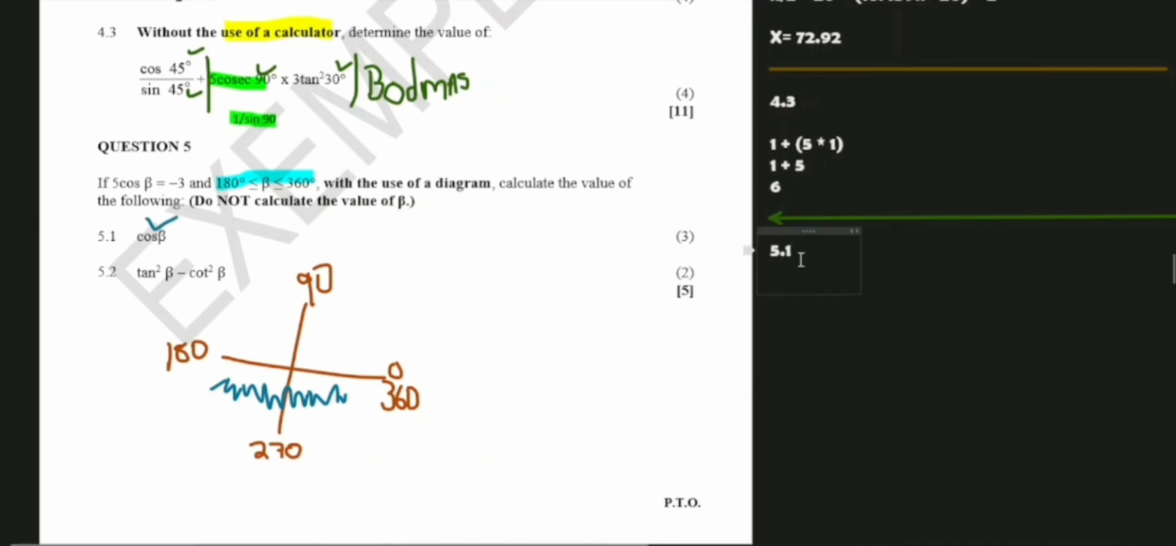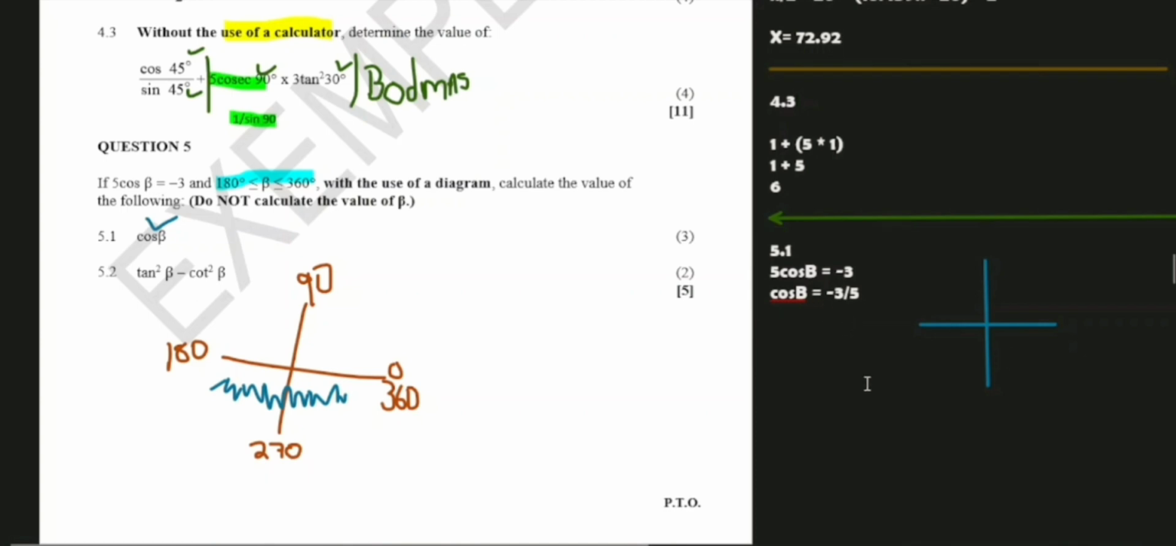Right. So first of all, to solve this, you're going to take what's been given to us. I'll replace this with b equals negative 3 cos beta, negative 3 over 5. So we're going to draw something here.